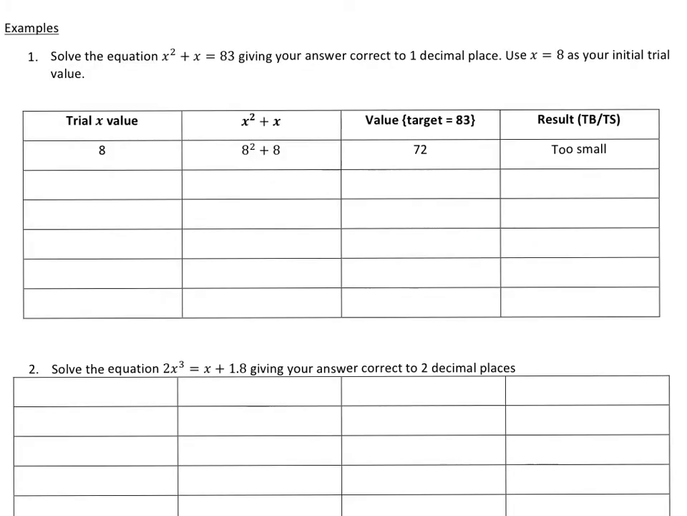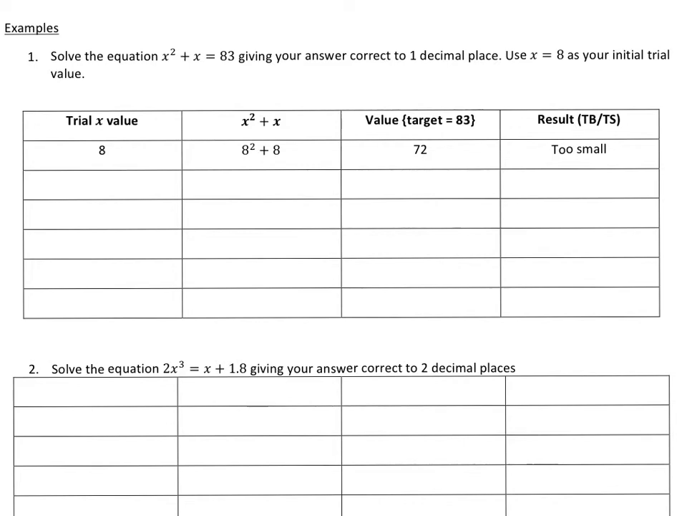So to this first example then, we're trying to solve x squared plus x equals 83, and we're going to use x equals 8 as our initial trial. It's been done for us, but I'm going to press 8 and then equals on my calculator. I'm then going to press ANS and then the squared button, and then plus ANS and press equals, and I get 72, which is what we had expected.